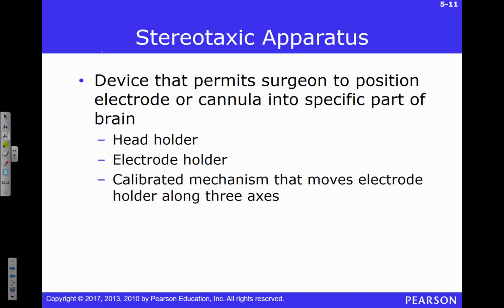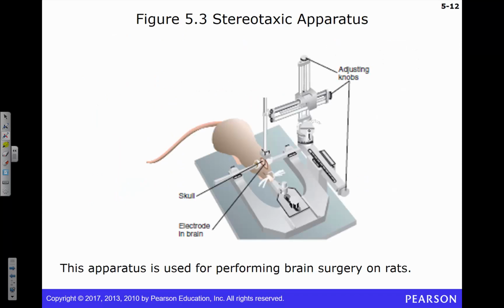The device that's going to hold the animal still is called a stereotaxic apparatus. Again, this will hold the head still. It'll also hold the electrode or syringe still, so that you're not trying to hit a moving target. It's not dodgeball. We're going to hold everything still and in reference.